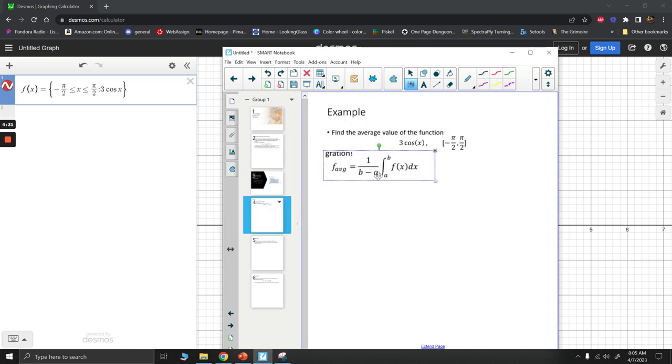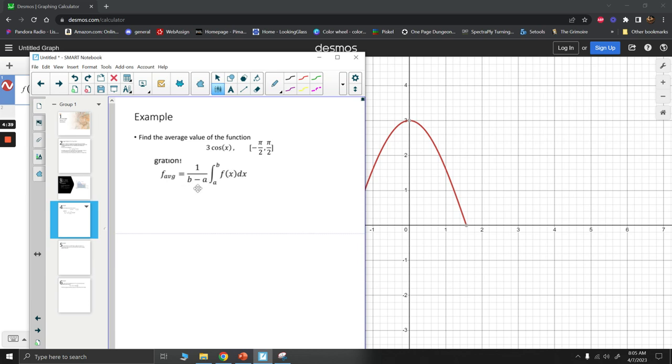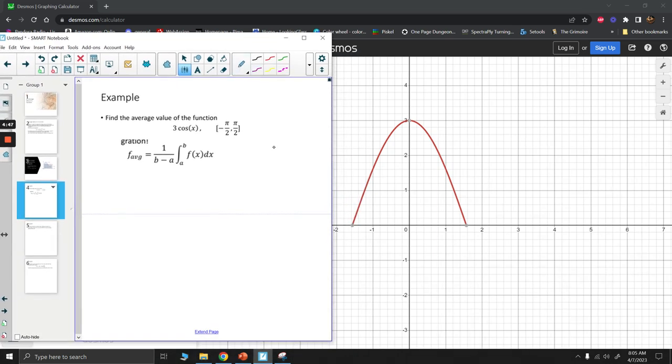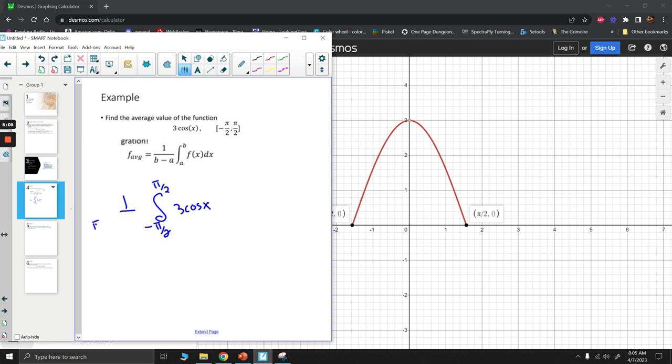Okay, so we are going to take this formula here, and again, this is simply the area divided by the width. That's all we're doing. We're taking the area of our function and dividing by the width. I can't stress that enough because it's that simple. So we're going to take the integral from negative pi halves to pi halves of 3 cosine x, and we're going to take that value and divide it by the width. So from negative pi halves to pi halves, that would be pi halves minus negative pi halves, which is just going to be pi.